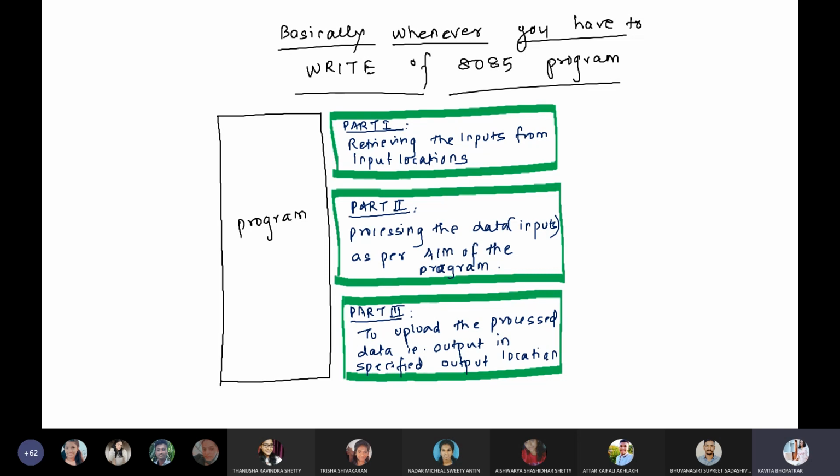Whatever locations where you are supposed to take the data, what kind of operation you are going to perform and where you are supposed to load the output, ये सारी चीजें aim में आती हैं. In aim it will be given to you, aim of the program, a question of the program. Okay, so अभी basically सारा जो खेल है वो memory location का है. Retrieving the inputs from input location means you have to access input locations.